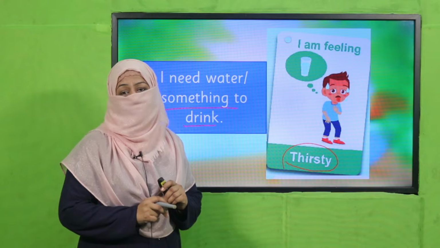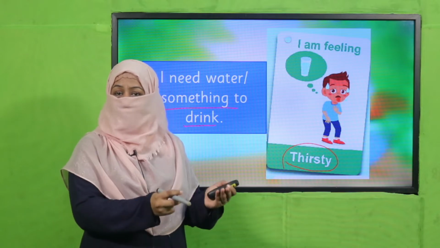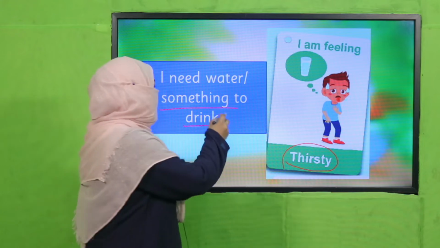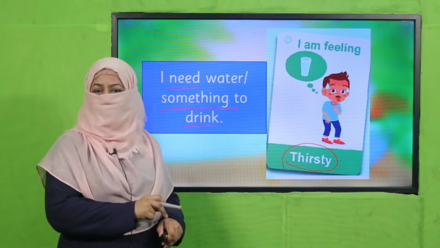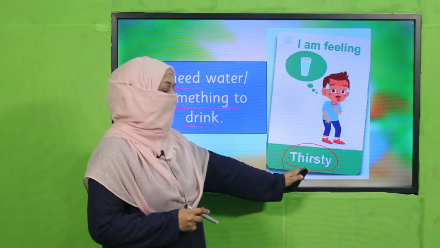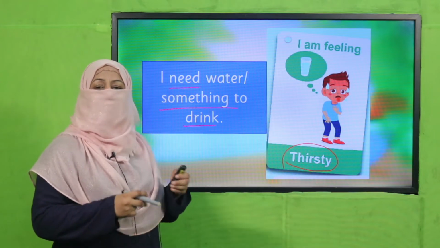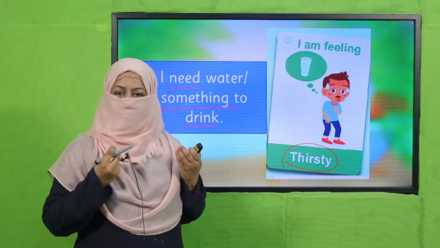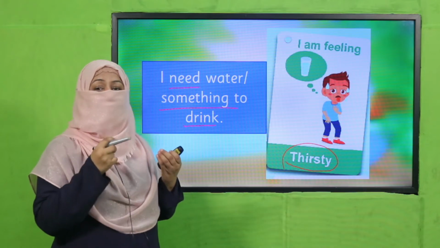Teacher, I'm thirsty. May I drink water from my water bottle? This is how we express, I need to drink water from my water bottle. May I take it? Right? Beta, this is how your feeling tells you what you need, and we express it in a very nice manner, like using good words.